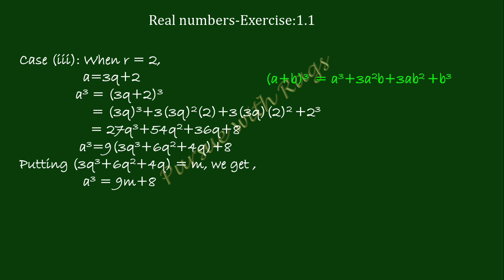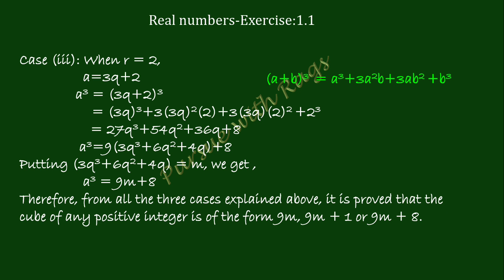So when we see all the three cases, we have got the cube of a positive integer as 9m, 9m plus 1 and 9m plus 8. So we can clearly tell that the cube of any positive integer is of the form 9m, 9m plus 1 or 9m plus 8.